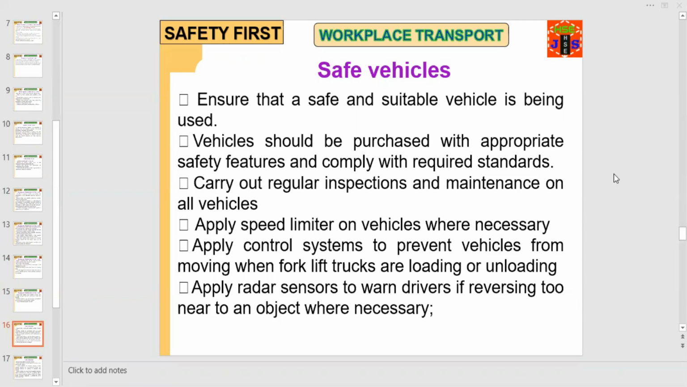Equally, you have to ensure that safe and suitable vehicles are being used at site. Vehicles should be purchased with appropriate safety features and comply with required standards. Carry out regular inspections and maintenance on all vehicles. Apply speed limiter on vehicles where necessary. Apply control systems to prevent vehicles from moving when forklift trucks are loading or unloading. Apply radar sensors to warn drivers if reversing too near to an object where necessary.